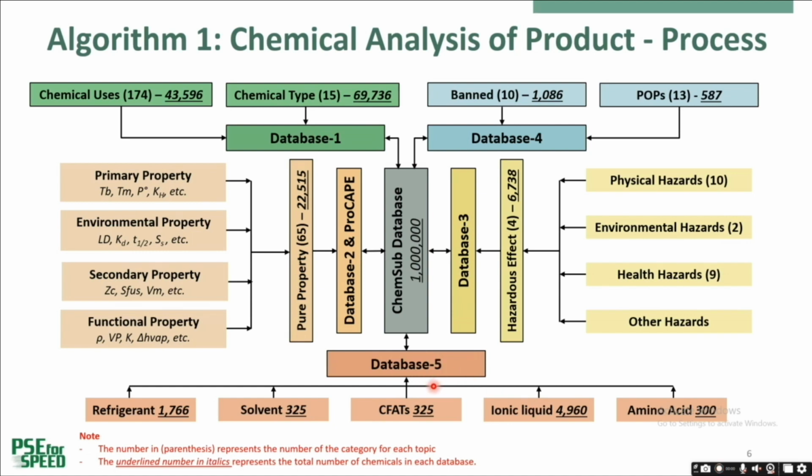All of the aforementioned databases make up a total of nearly 1 million chemicals in the ChemSub database. Please note that the number in parentheses represents the number of the category for each topic. The underlined number in italics represents the total number of chemicals in each database.